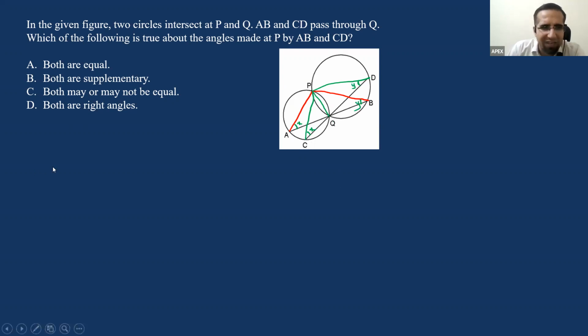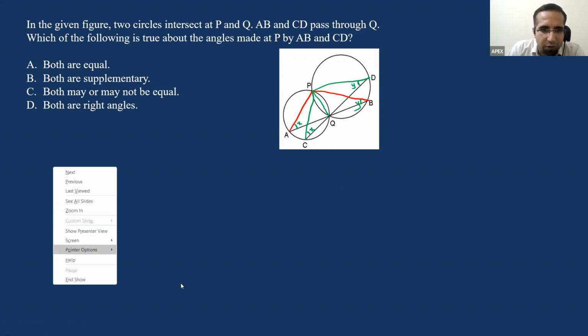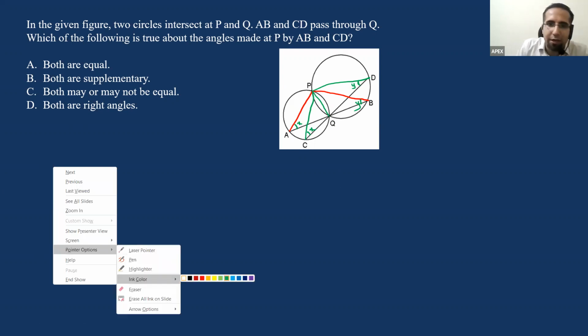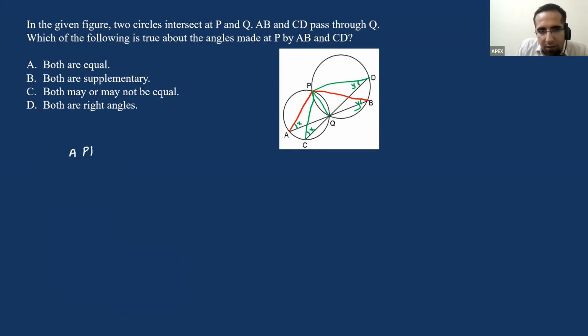Okay, guys. So it's a very easy question after this. If you now focus on it, in triangle APB, we have angle A is equal to X, angle B is equal to Y. So we can say that angle APB is equal to 180 minus of X plus Y.